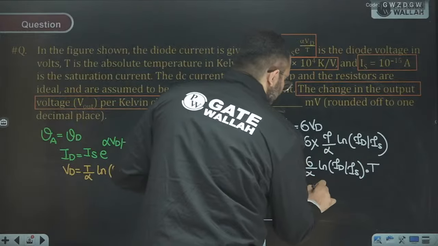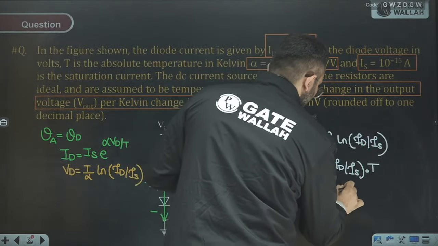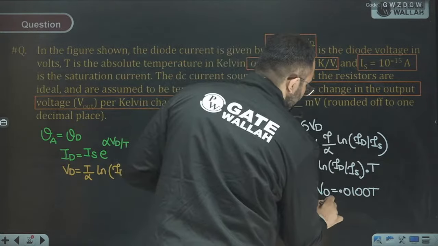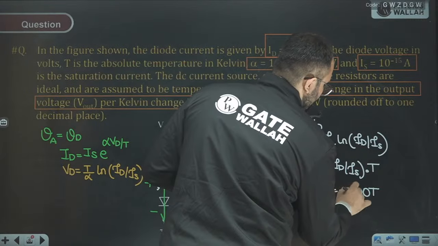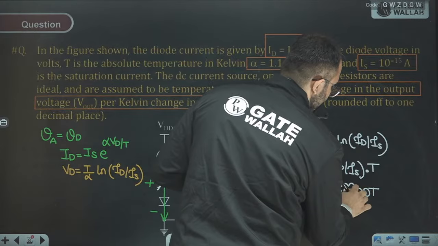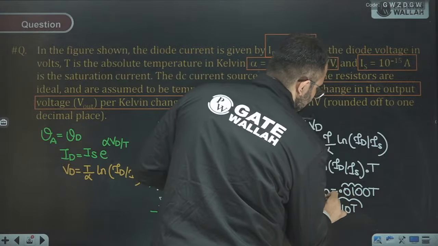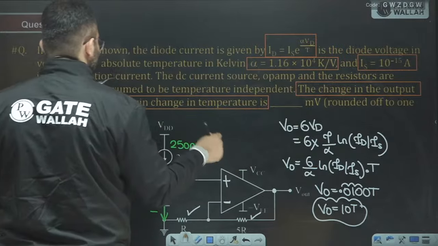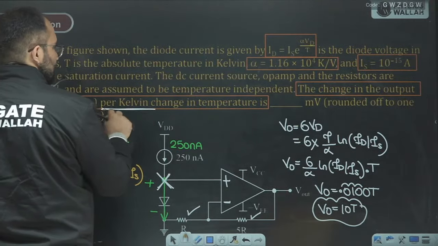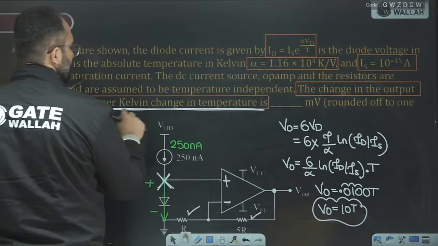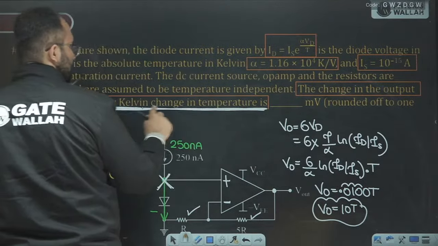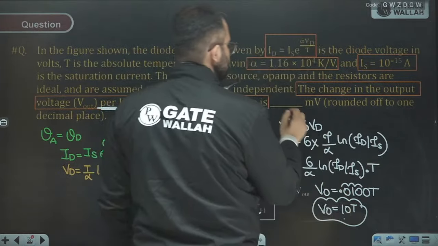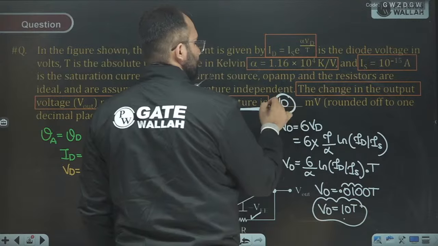So this will come out to be V output equals 0.0100 capital T. So we can see that VO equals 10 capital T. So for every change in the temperature by 1 Kelvin, per Kelvin change in the temperature, the output will change by 10 millivolt. Please check. All of you are able to do it.